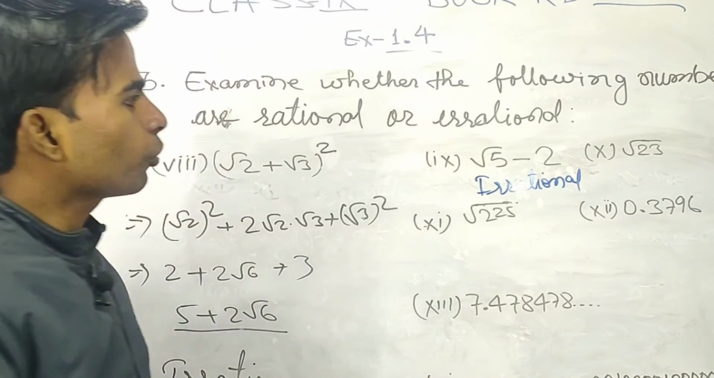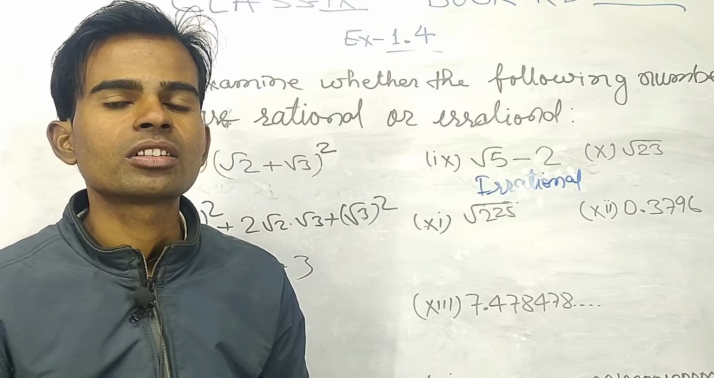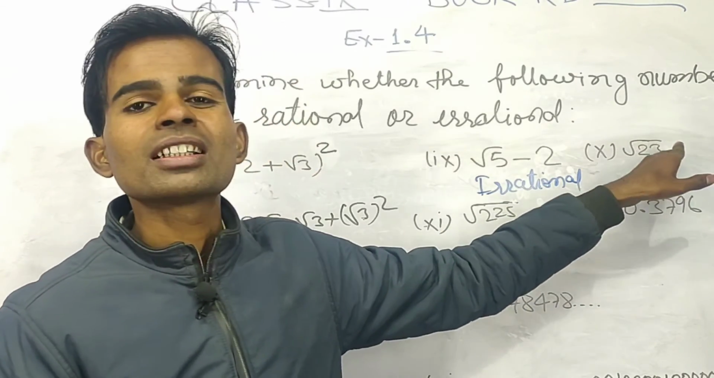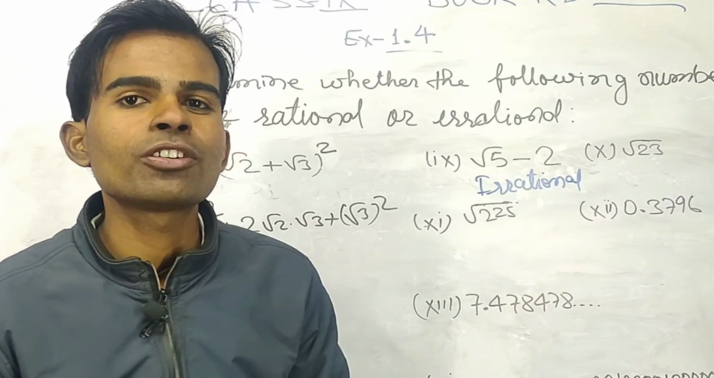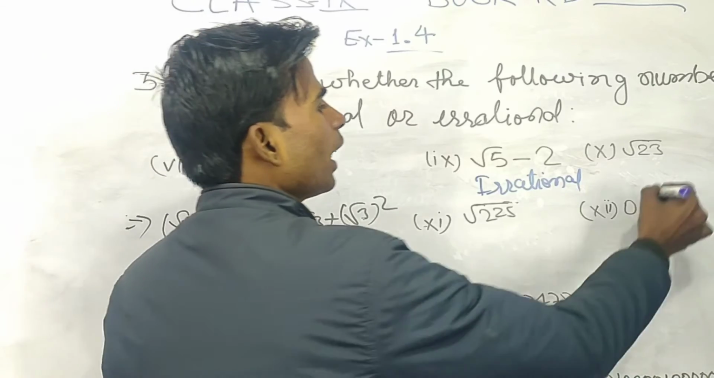Okay, going to the next, that is question number 10, root under 23. We know that we cannot write it in the form of p by q. That's why root under 23 is also an irrational number.